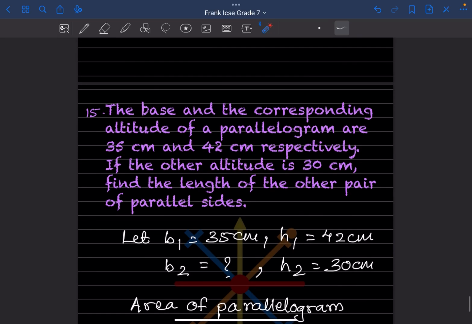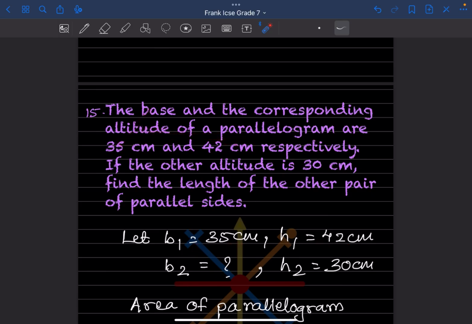The base and the corresponding altitude of a parallelogram are 35 centimeter and 42 centimeter respectively. If the other altitude is 30 centimeter, find the length of the other pair of parallel sides. So now see here, this is the base and this is the altitude of it. Let us consider the base as B1 and the altitude as H1. So B1 is 35 centimeter and H1 is 42 centimeter.